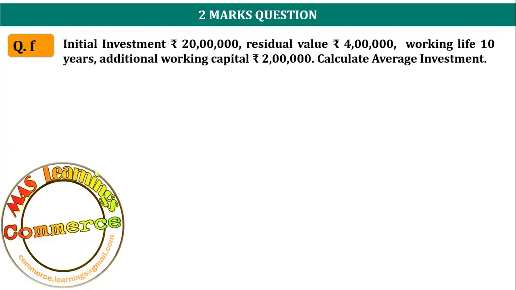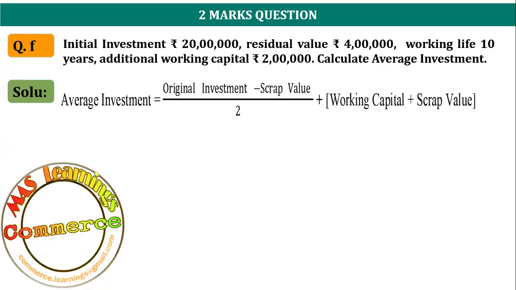Another question: initial investment 20 lakh rupees, residual value 4 lakh, working life 10 years, additional working capital 2 lakh. Calculate average investment. The formula for average investment is original investment minus scrap value divided by 2, plus working capital, plus scrap value. If we don't have additional working capital, then this portion won't come, but we are having additional working capital, so we have to add it with the scrap value.